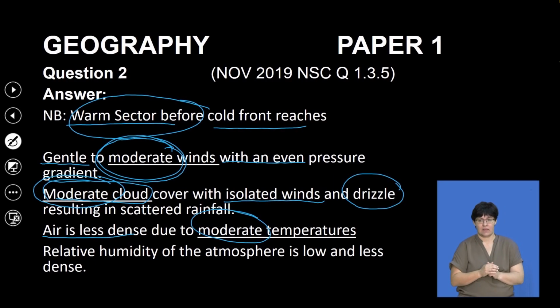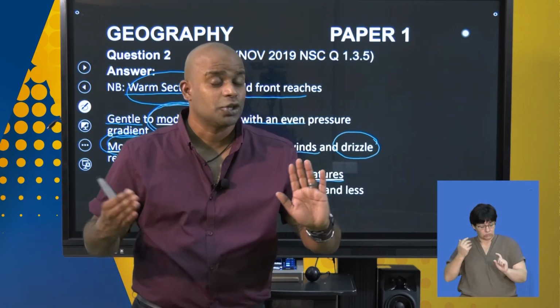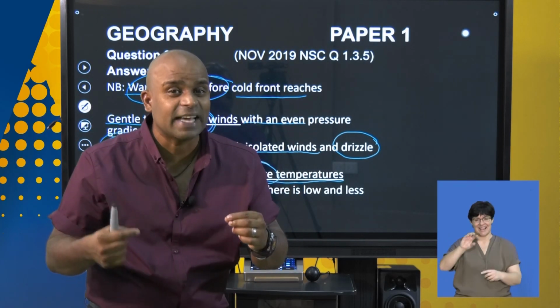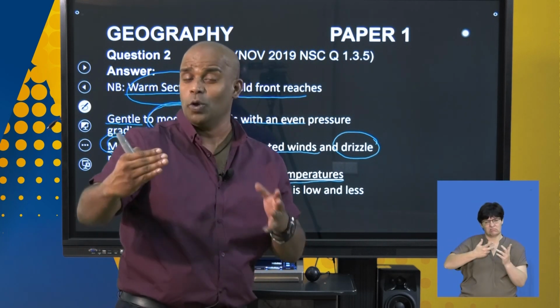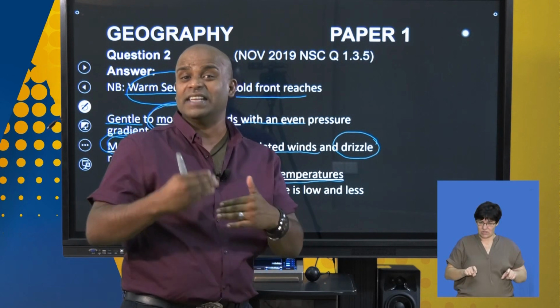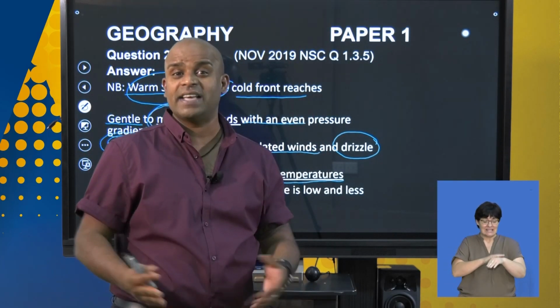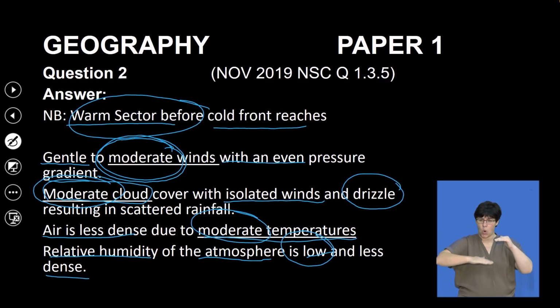Air is less dense due to moderate temperatures. Remember now that the cold front is approaching, so your temperatures are variable. And in this particular example, we're looking at moderate temperatures, as Cape Town will be experiencing weather that is associated with torrential rainfall as well as gale force winds. Relative humidity of the atmosphere is low and less dense. So these are the qualifiers.